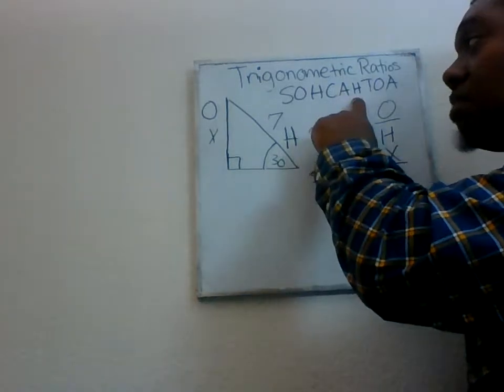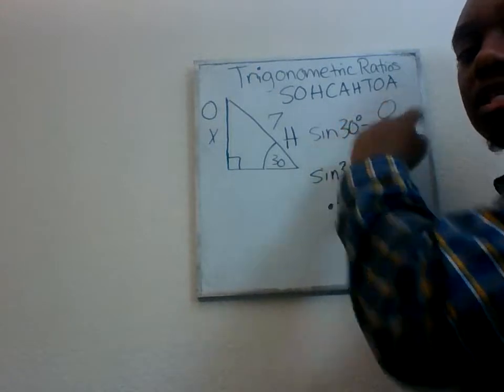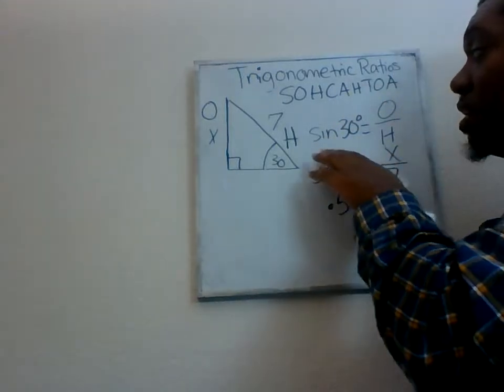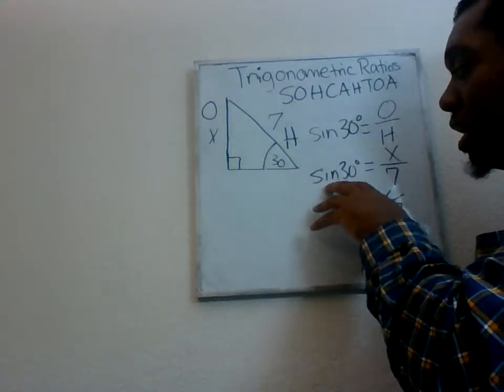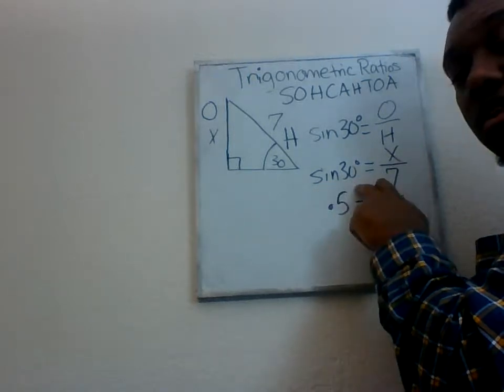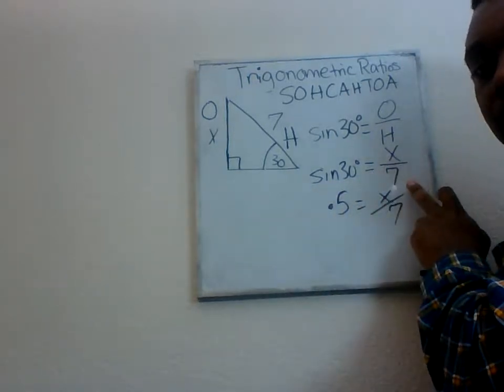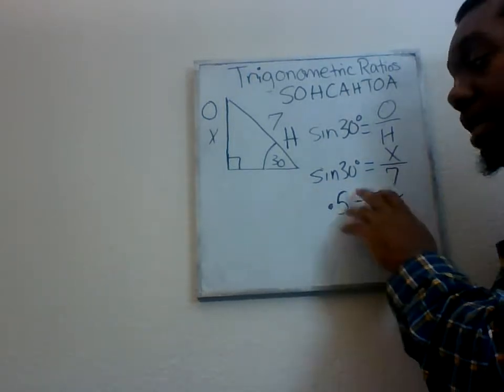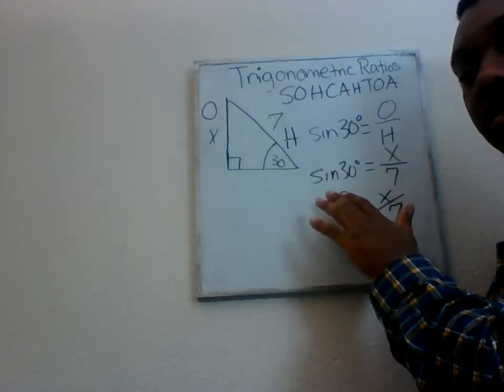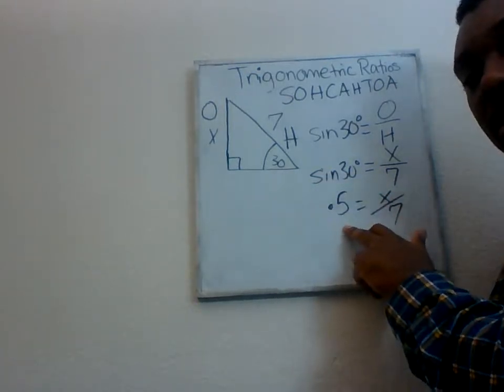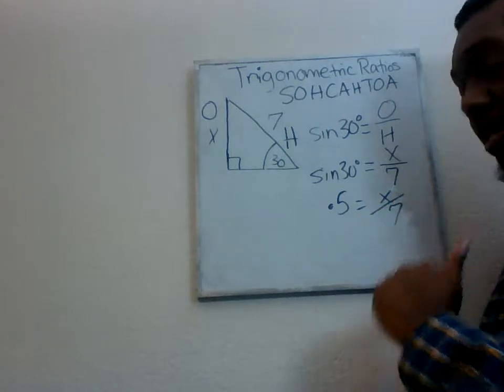Cosine uses adjacent and hypotenuse, and tangent uses opposite and adjacent. So from here, we set up our proportion, or our equation, and we see that sine of 30 degrees equals x over 7. Now we can simplify this expression. Sine of 30 degrees gives us 0.5, and 0.5 equals x divided by 7.